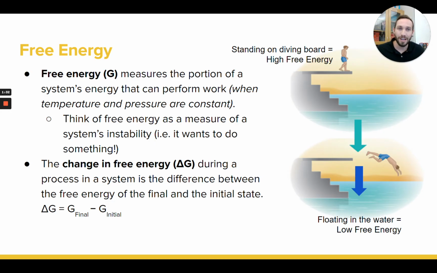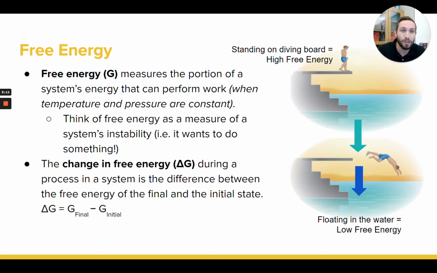A good way to think about it is that free energy is measuring a system's instability, how unstable it is, meaning that thing wants to do something. If something has high free energy, it has a lot of energy waiting to be used to do something. We say that's unstable because sooner or later, something's going to happen. Just keep watching. It's going to start moving, or motion's going to be produced. There's work that's going to be done from something that has high free energy.